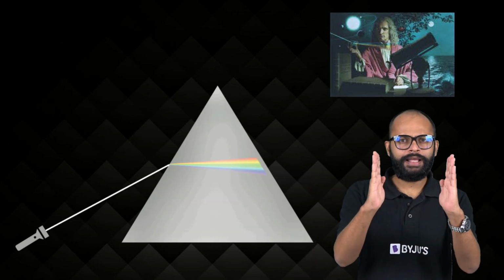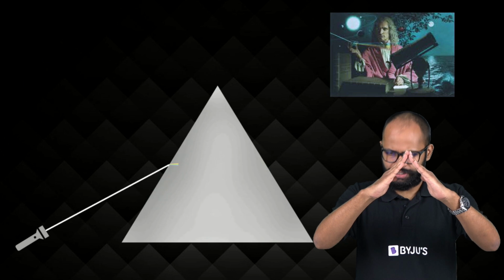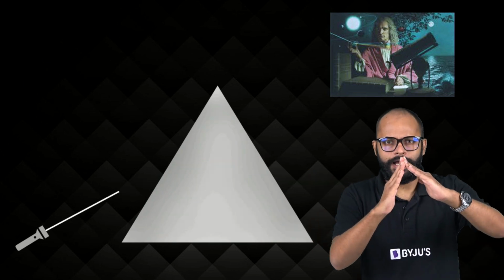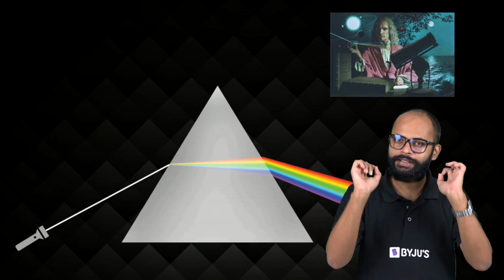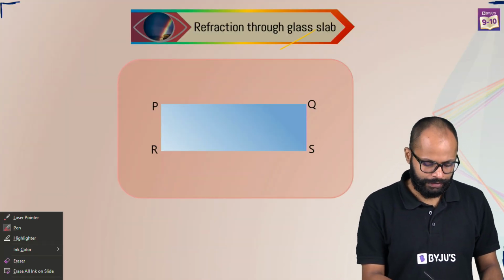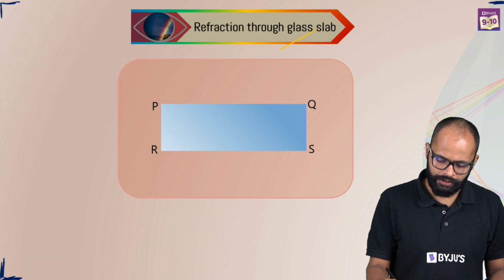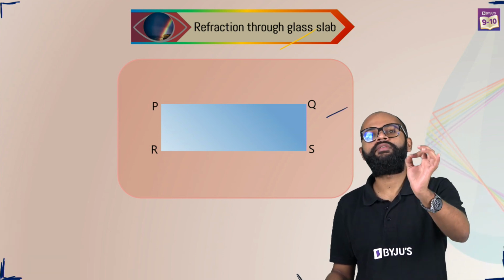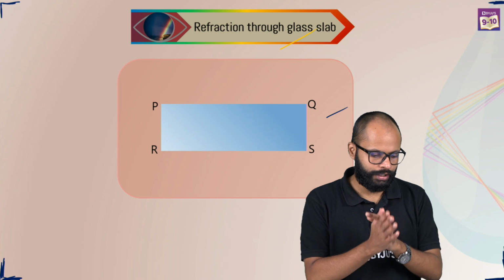A parallel looking glass slab does not do it, but this differently looking triangular glass slab does it. Okay, so let's understand this. We have learned refraction through a glass slab till now, right? So let's start from somewhere we are already comfortable with. Let's start with refraction through a glass slab.